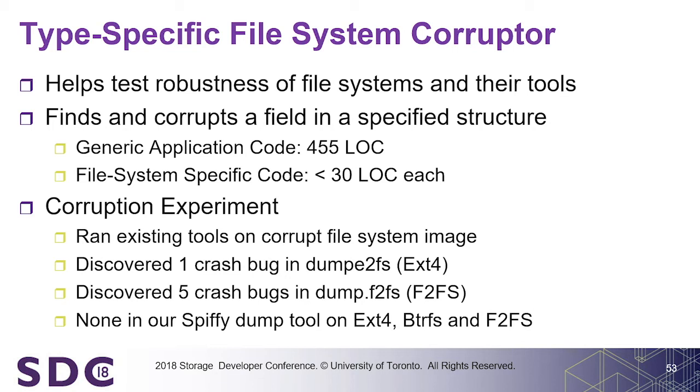We ran a series of corruption experiments using this type-specific corruptor tool and discovered crash bugs in existing tools such as dump E2FS for ext4 and dump F2FS, while no bugs were found in our Spiffy dump tool for all of the 3 file systems we tested. Incidentally, none of these bugs that we found were triggered by 5,000 random corruption experiments, showing the usefulness of the type-specific corruptor.